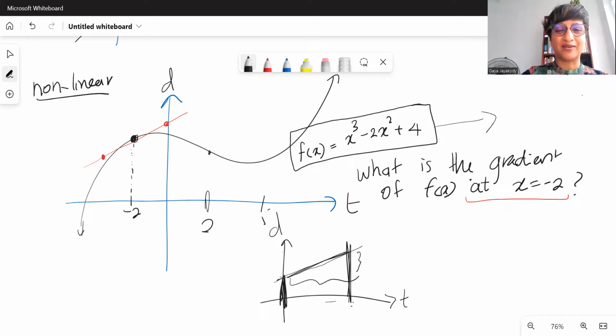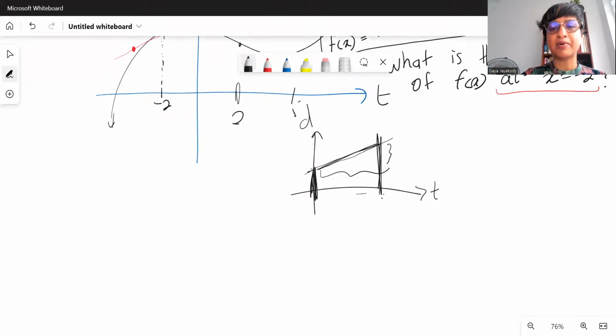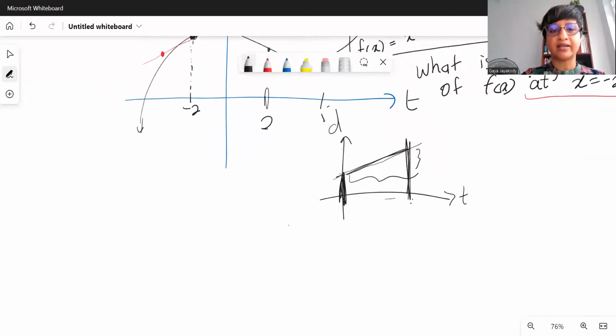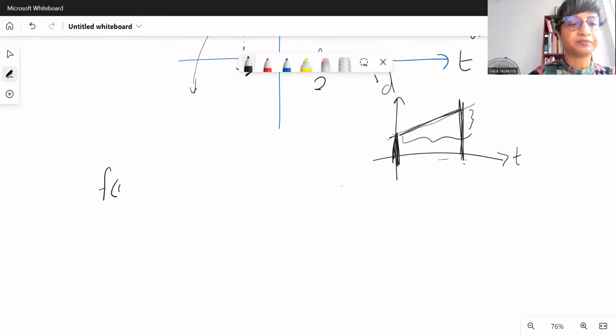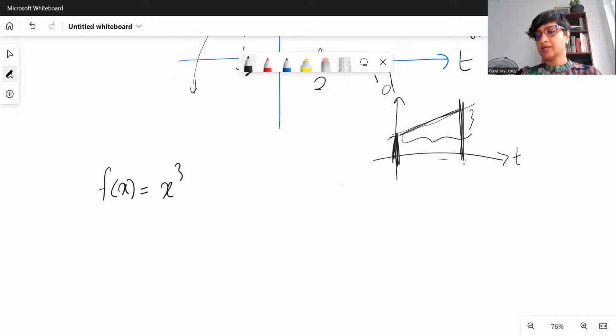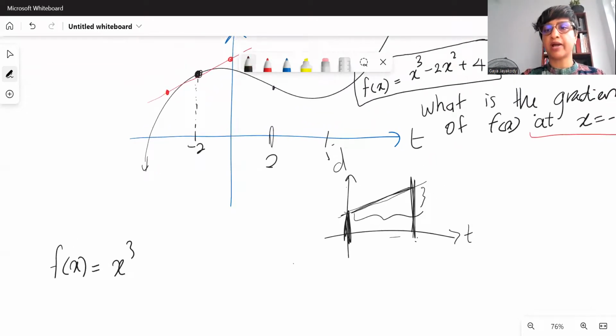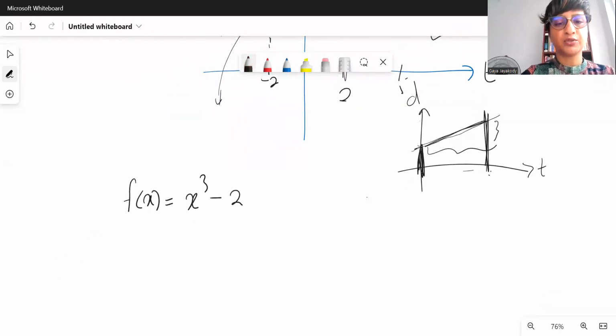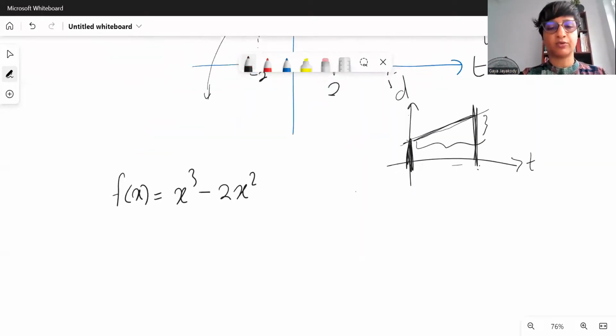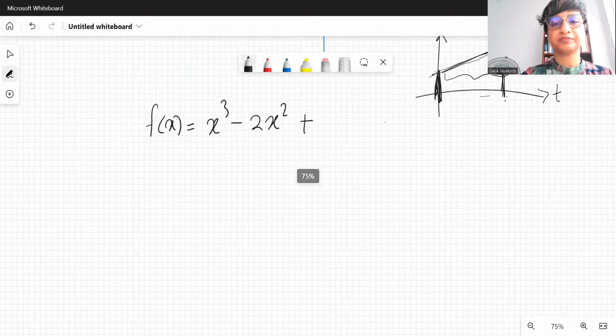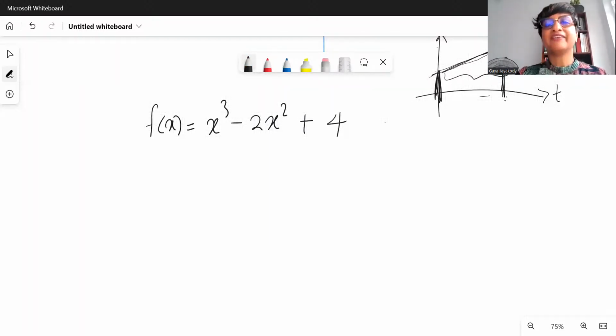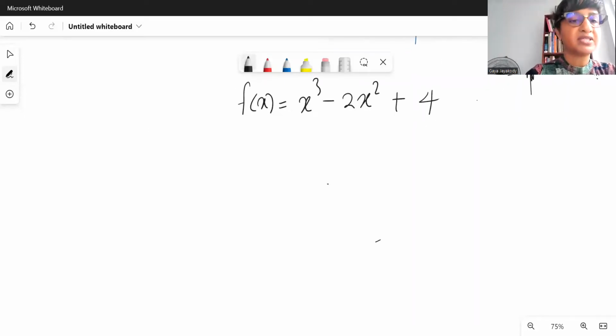So for example, now let me take this function. Let me just show it. f of x is x cubed minus 2x squared plus 4. Okay, if I differentiate this, I'll differentiate in the next line.